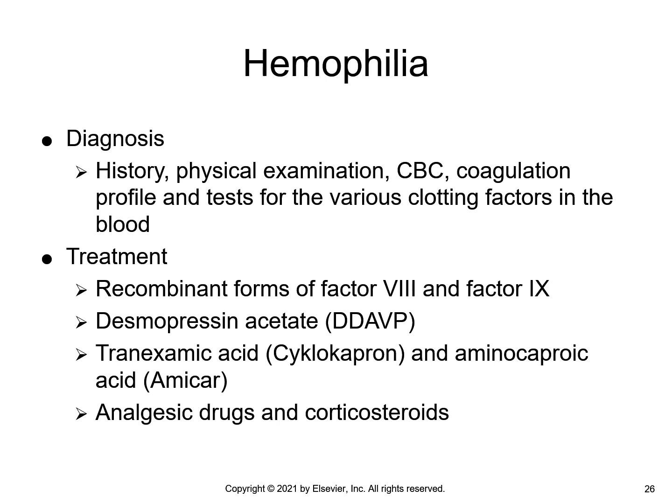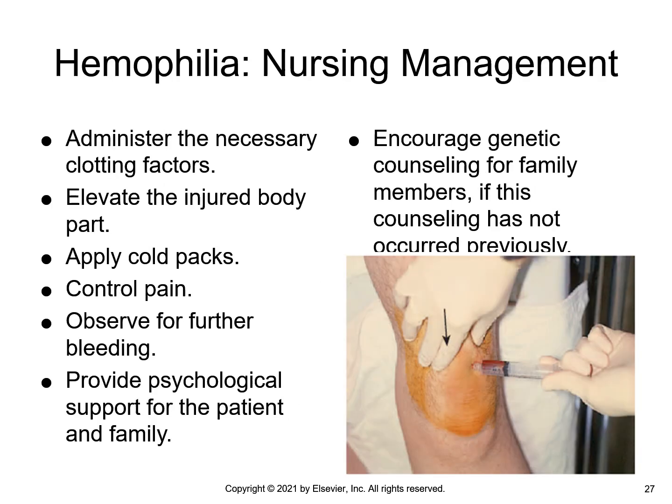Prophylactic factor treatment may be administered before a dental procedure or in advance of other invasive diagnostic tests, as well as unavoidable surgery. In addition to administering the needed clotting factors, other interventions will include elevating the injured body part, applying cold packs, controlling the patient's pain, observing for additional bleeding, and providing psychological support for the patient and the family. We as nurses should also encourage genetic counseling for family members.